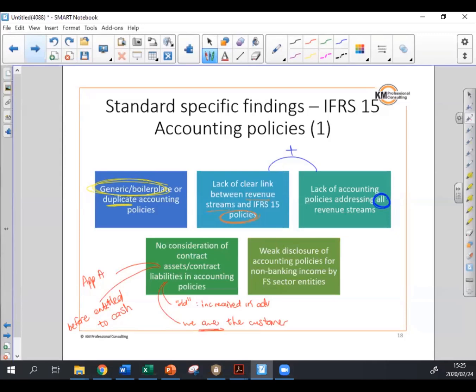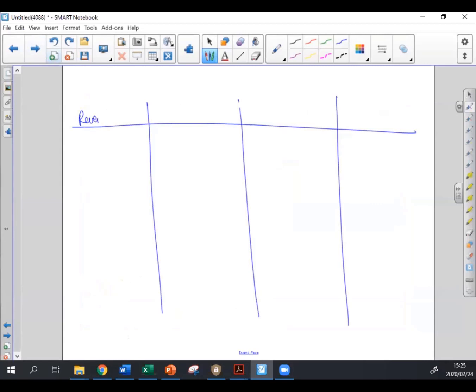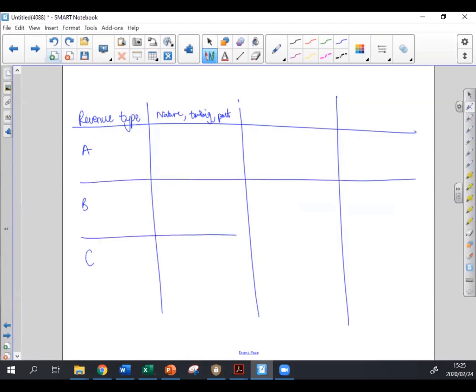These two things must be addressed in the policies. Again, let me use an example of what I mean. If we are going to do some kind of tabular format of your revenue stream or revenue type, depending on what wording you prefer, you can have revenue type A and B and C, let's say. And then you're going to talk about, similar to the column I had earlier, the nature, the timing, and the payment terms. You're going to have each of them addressed individually.